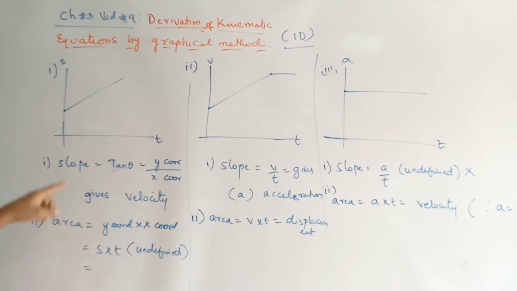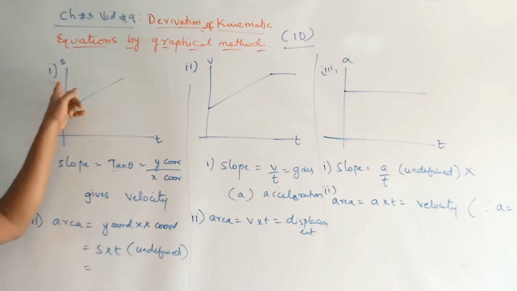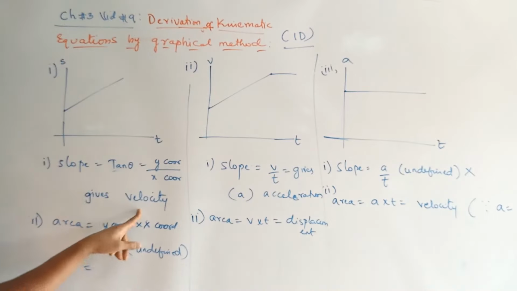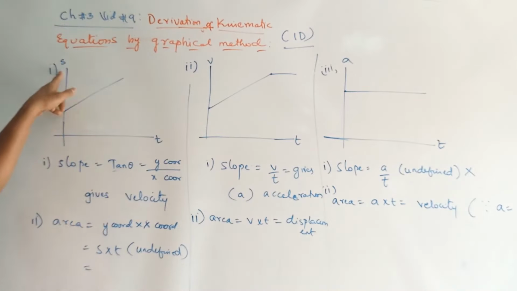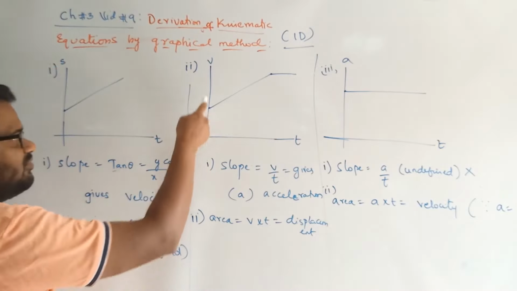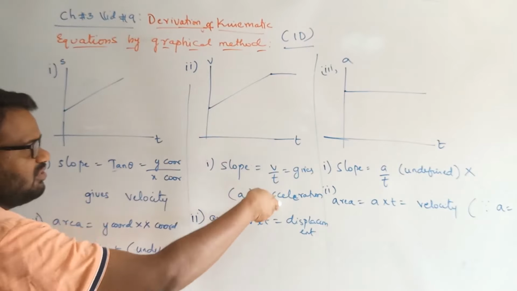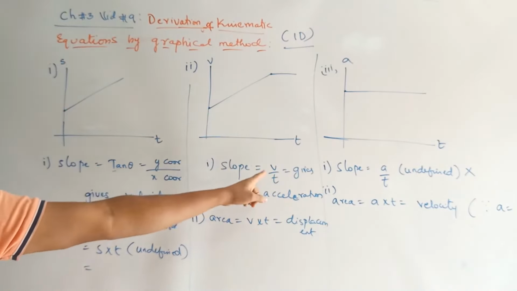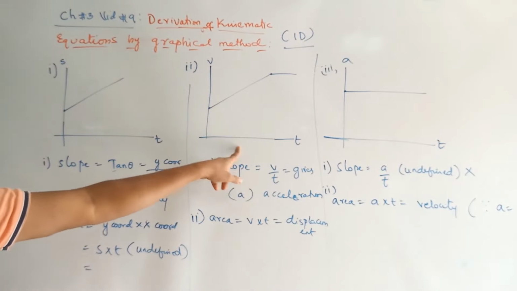What do we mean by slope? Slope means y coordinate by x coordinate. The slope of this line is given by change of position by change of time. Slope of any graph gives y coordinate by x coordinate. Slope of this graph gives velocity, because change of position by time gives rise to velocity. Slope of this graph gives what? Slope of the VT graph gives acceleration, because it is velocity change by time change. By definition, a is equal to velocity change by time. So the slope of this gives acceleration.